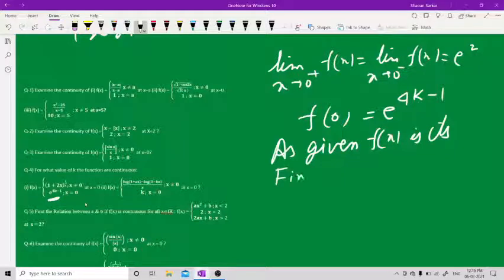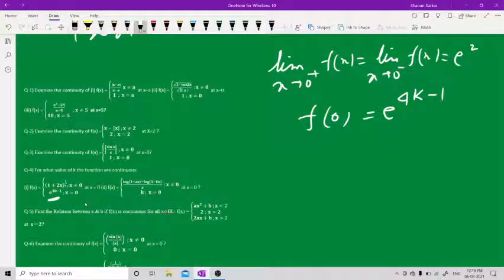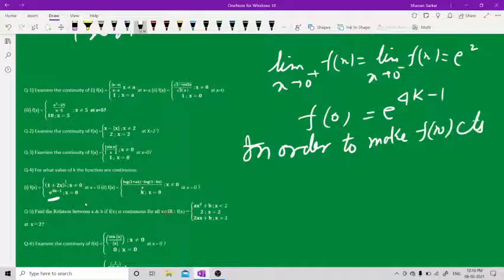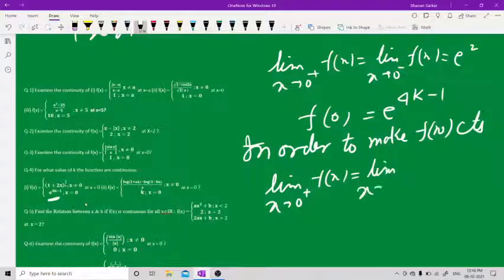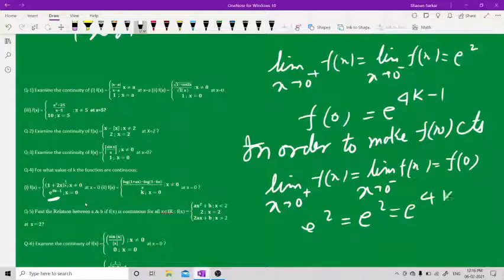Since the function f(x) is continuous, find k. Basically it wants to make you find k. So in order to make f(x) continuous, the right hand limit as x tends to 0 plus of f(x) should be equal to limit x tending to 0 minus f(x), and this should be equal to f at 0. That means e square is equal to e to the power of 4k plus 1.